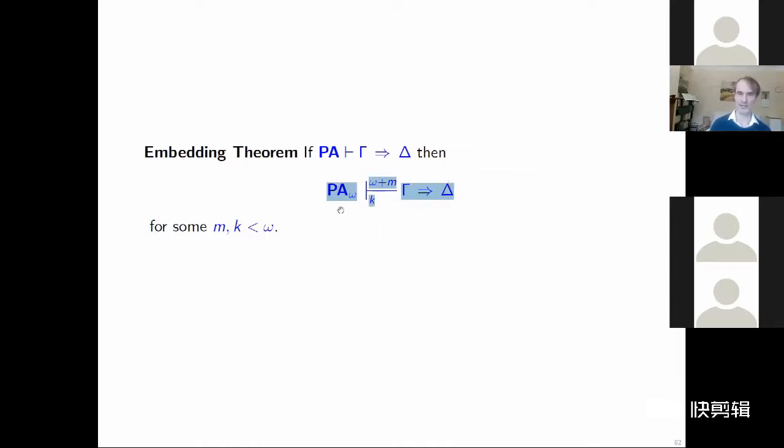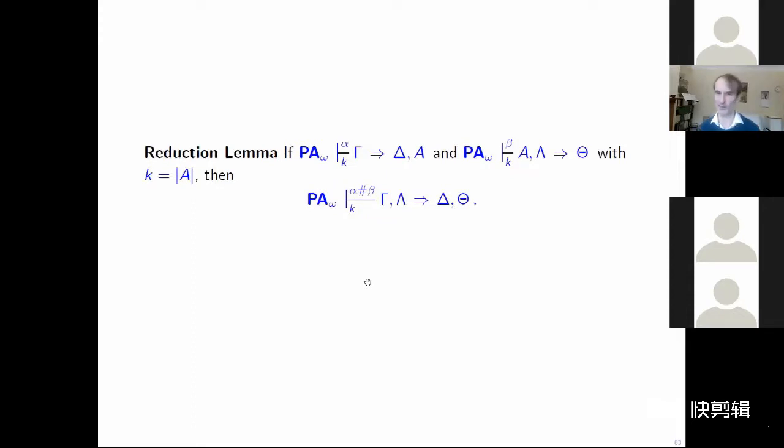And this notation here means there is a derivation in the infinitary system with the omega rule of length at most omega plus m and cut rank k for some m and k less than omega. So first of all, what's deducible in the finitary system, the usual proof system for PA, is also deducible in the infinitary system, and exactly with these measures, omega plus m and k for some m and k. And then the infinitary system allows cut elimination.